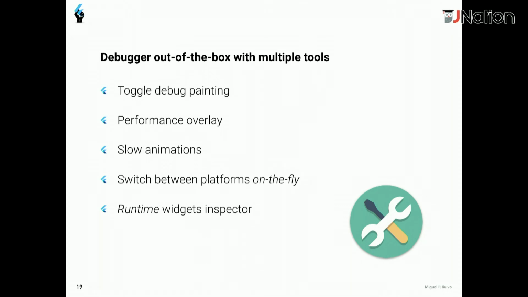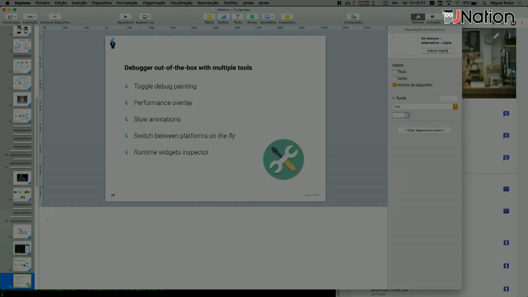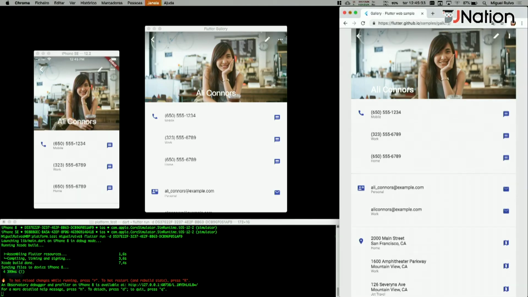This means that when you are building your app, you can toggle between Android and iOS in runtime in the same emulator and see how the app is looking for both platforms. So I will show you this example right now.